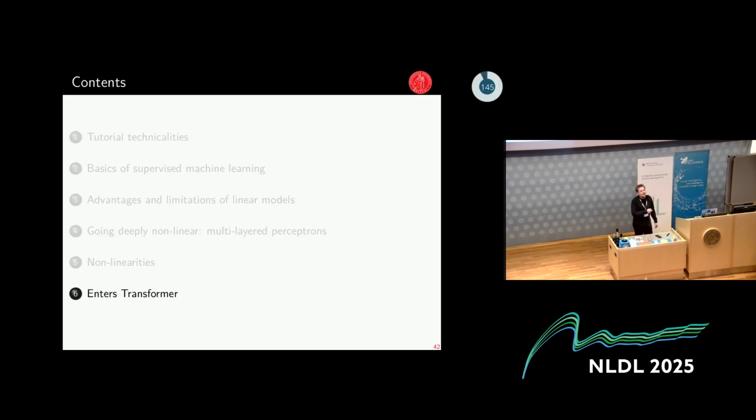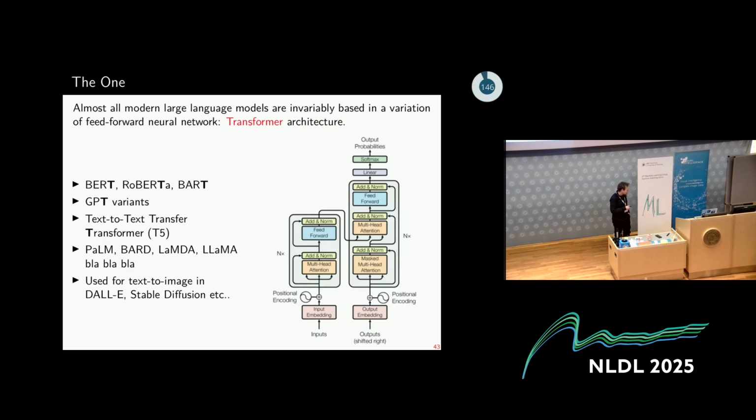Right? Yeah, and just the final part of my talk will be about the one god of modern large language models, the transformer architecture, right? So the architecture which powers almost all modern large language models, and even not only language models, but also computer vision models, text-to-image transformers like DALL-E and Stable Diffusion, etc. So almost all of them invariably are based on the transformer architecture.